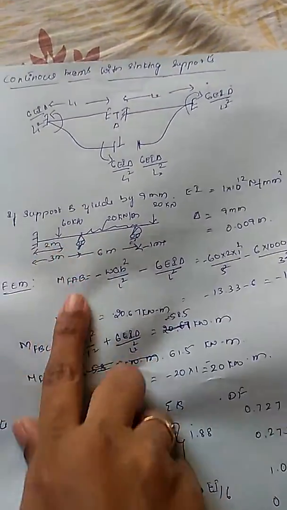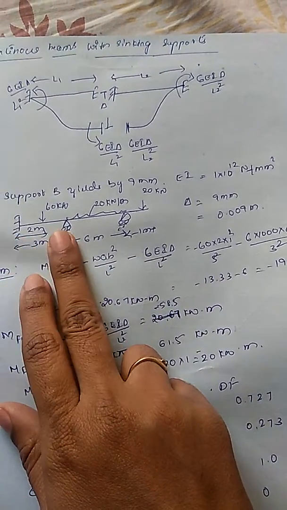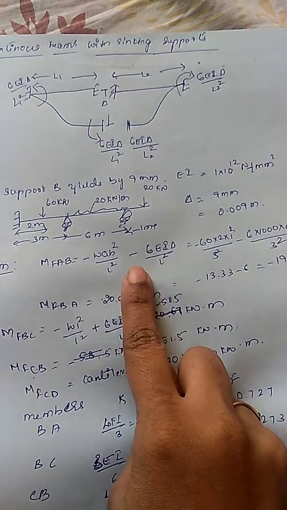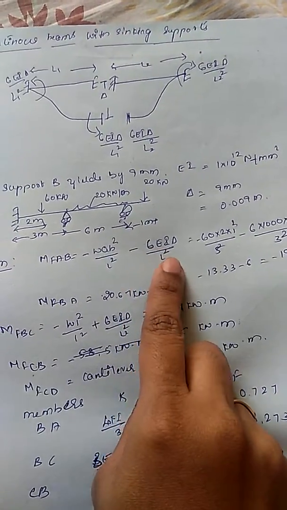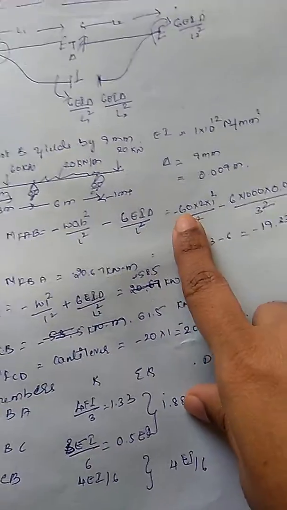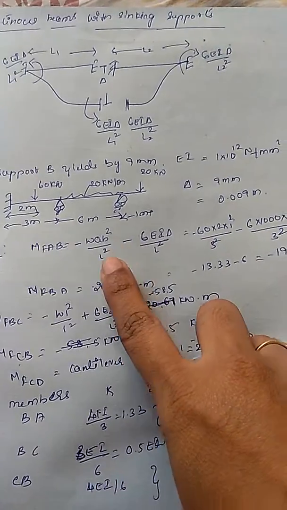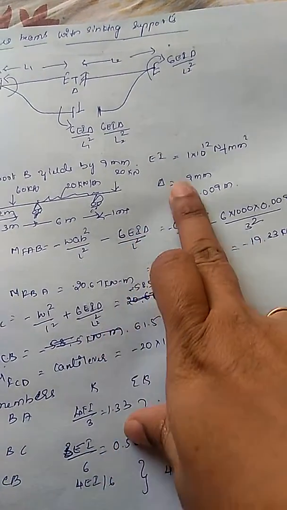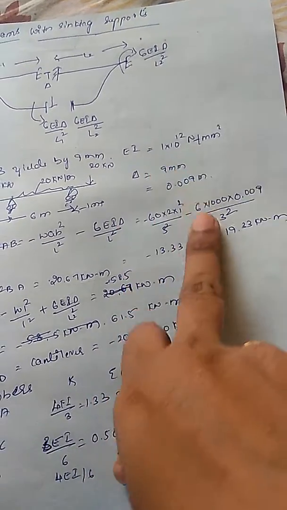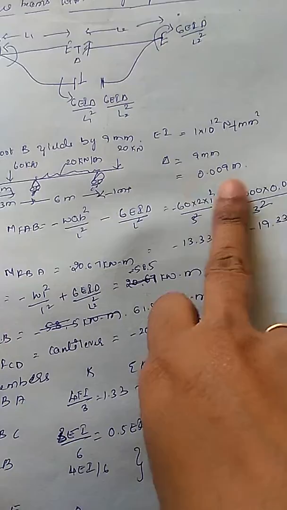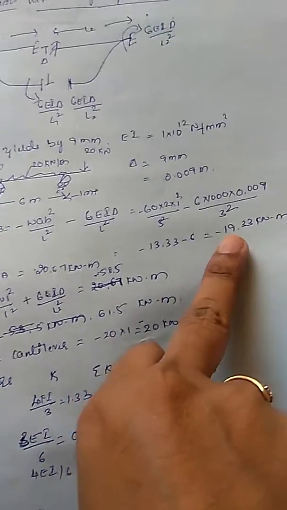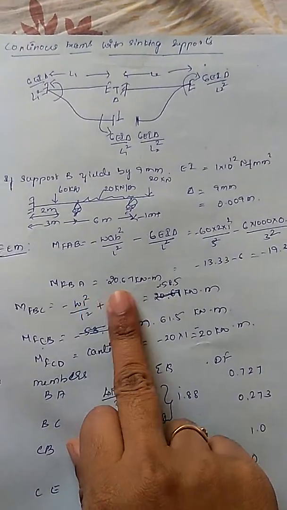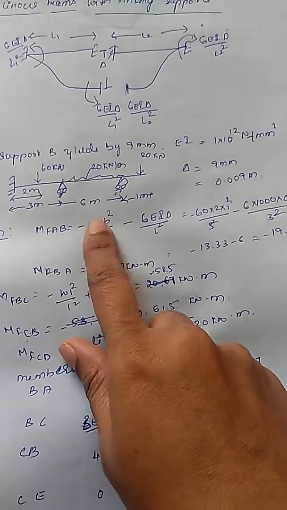So we have the fixed end moments, with the loading at unequal distance, minus W a b square by L square. As the support yields by 9 mm, and it is anti-clockwise, it is minus of 6EI delta by L square. We substitute the values, W is 60, and EI is given, and the delta is given in mm, so I converted it into meters and substituted. I get minus 19.33. Similarly, MFBA you have to calculate the same way using the formula W a square b by L square.